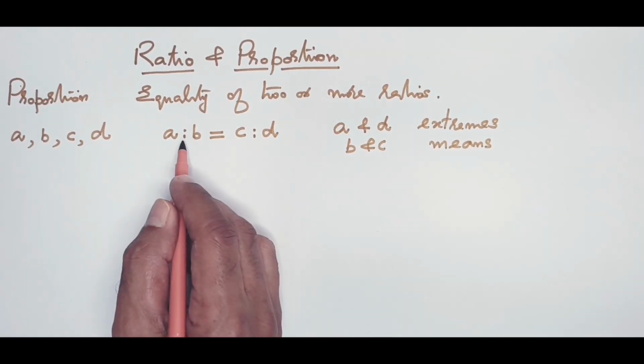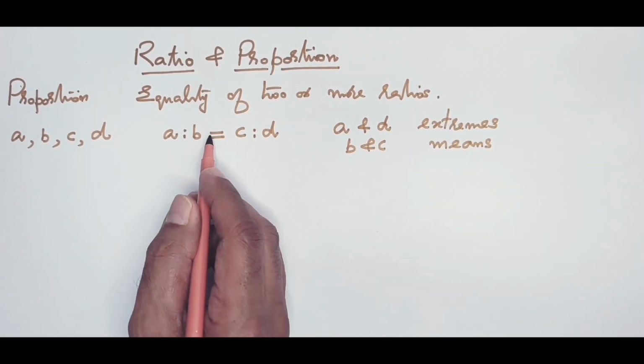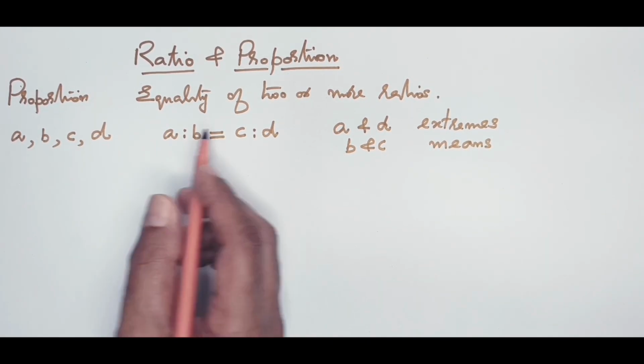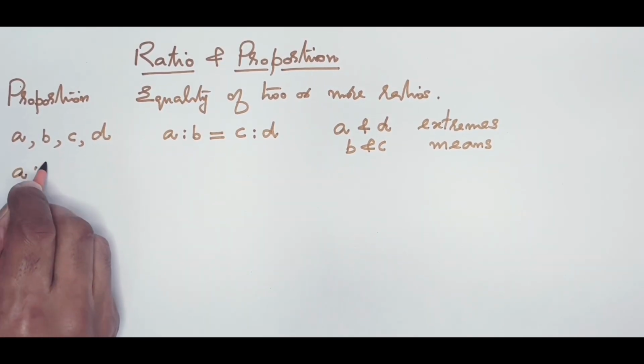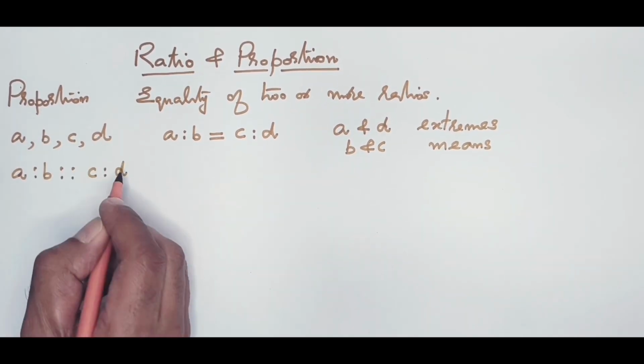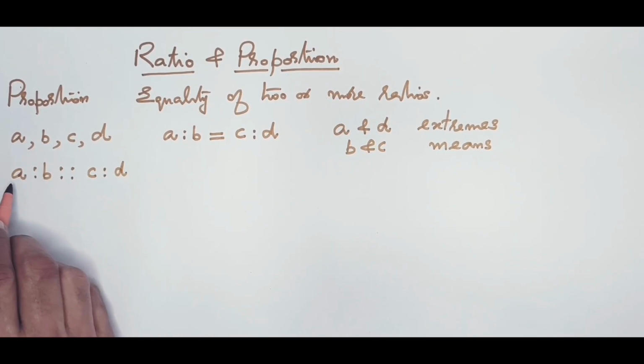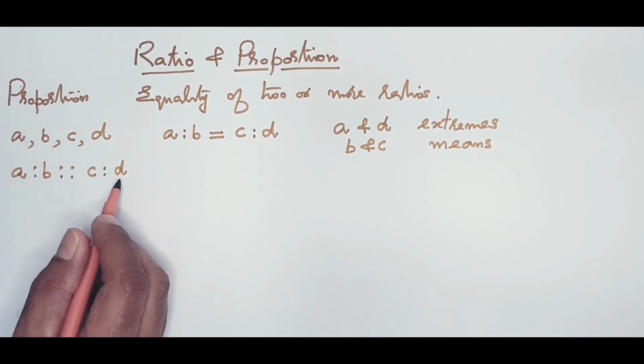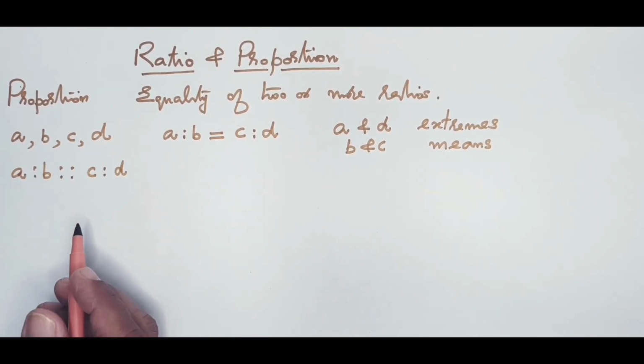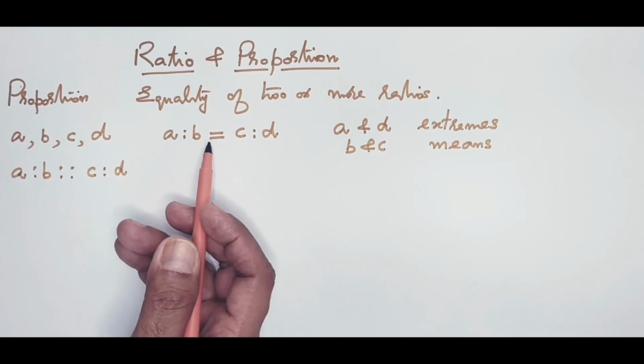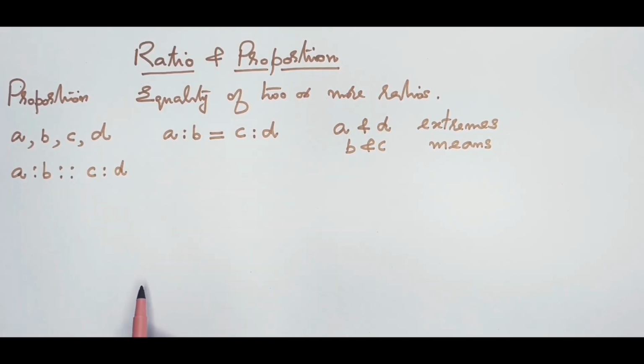In proportion, sometimes we use four dots instead of this equal sign, and we write it like this: A is to B, C is to D. This is read as A is to B, as C is to D. But for practical purposes, we go by this representation, putting equal sign.